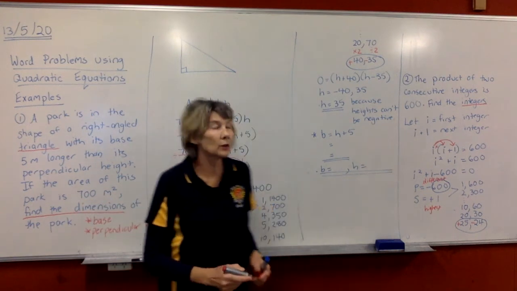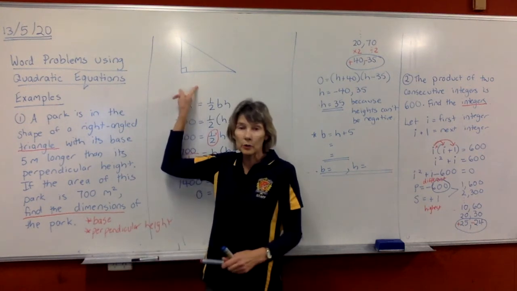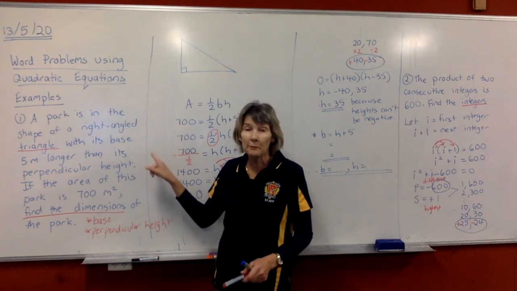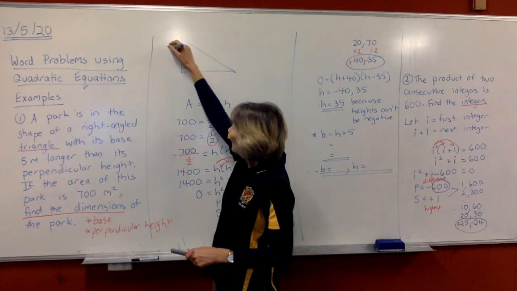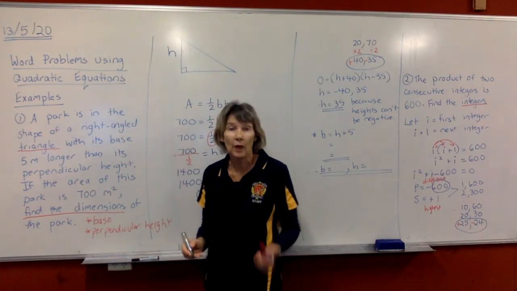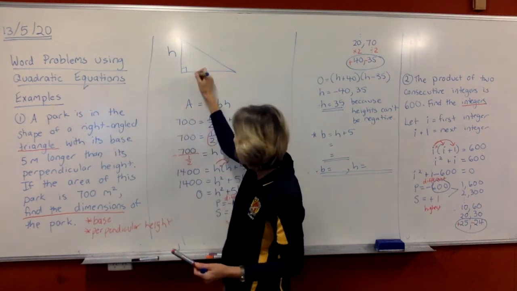Okay, so when we have a look at our diagram, we're going to draw our own diagram. I'm drawing a right-angled triangle, and over here it tells you the base is 5 metres longer than its perpendicular height. So if we start with h being the perpendicular height, and the base is 5 metres longer than that, so it's this plus 5.